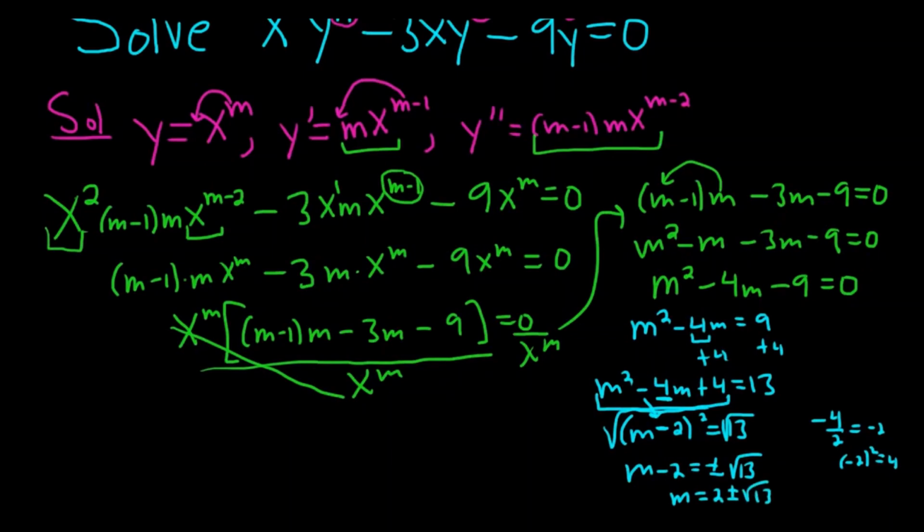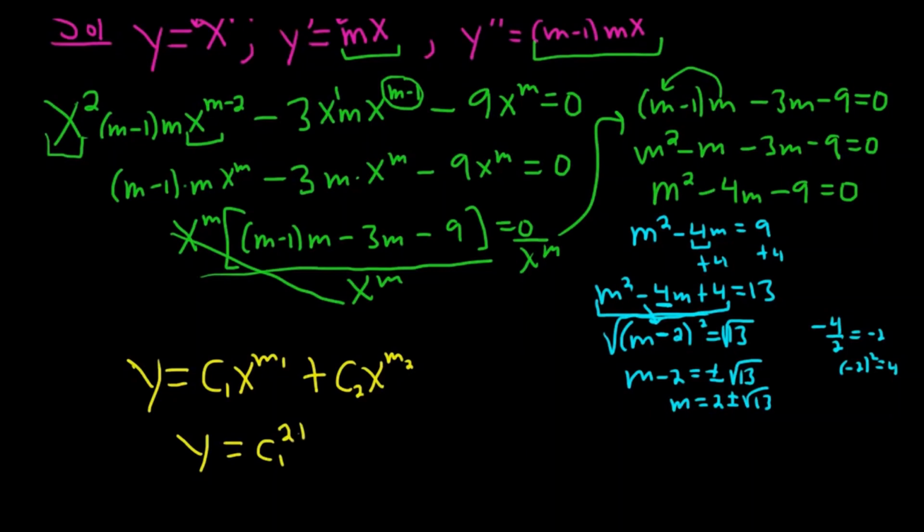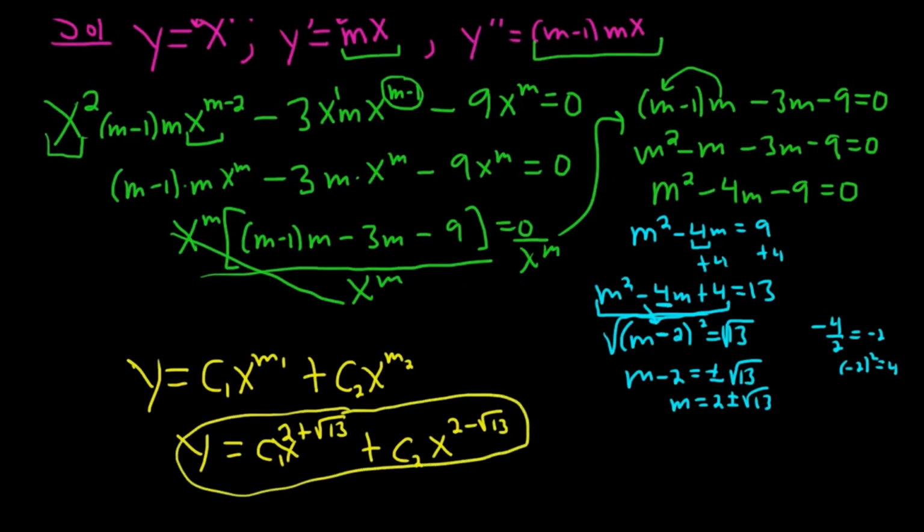So we have distinct real roots, okay? Whenever we have distinct real roots in a Cauchy Euler differential equation, the formula is C1 x to the m1 plus C2 x to the m2. So y is equal to C1 x to the m1, which is, I guess, 2 plus square root of 13. You could use the minus as well. I'll just use the plus first, plus C2, whoops, I forgot the x, that's not good, and then x to the 2 minus square root of 13, right? So that would be your final answer, right?